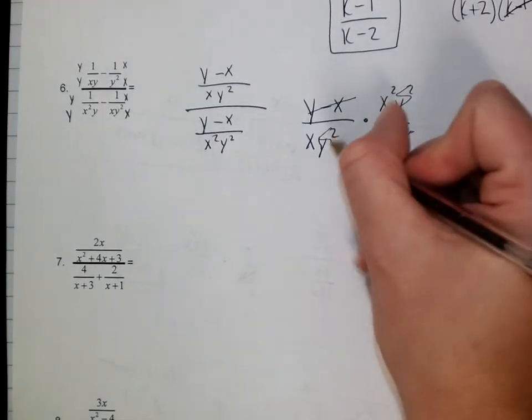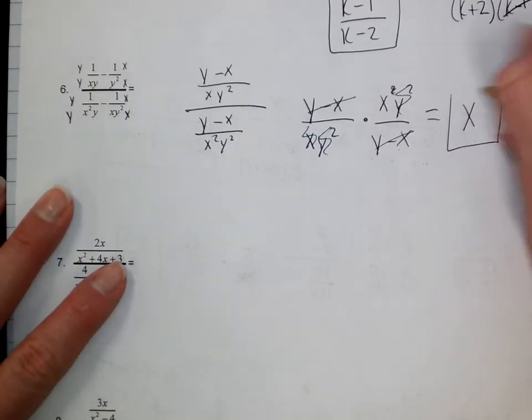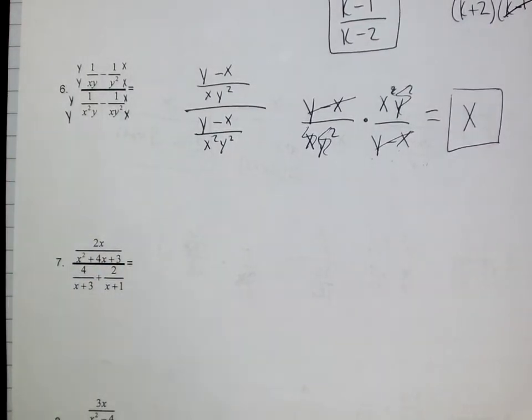The y squareds are going to cancel, this x cancels one of these, and this whole crazy equation simplifies to be just x. Okay. Just a couple more to keep going.